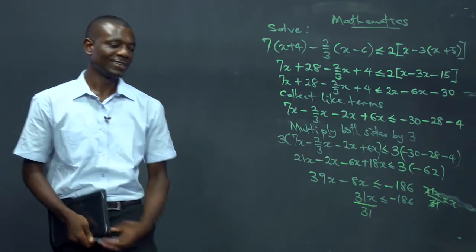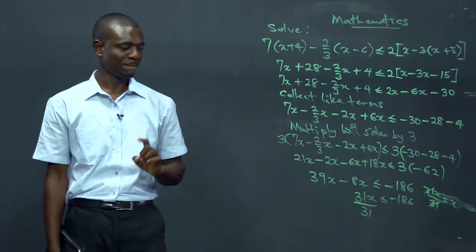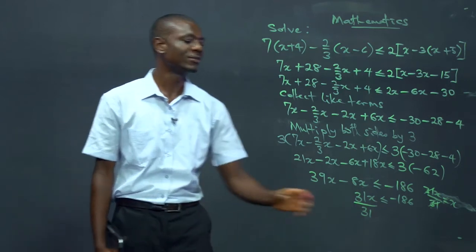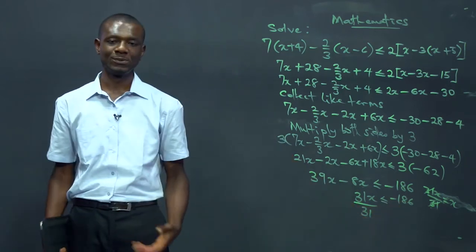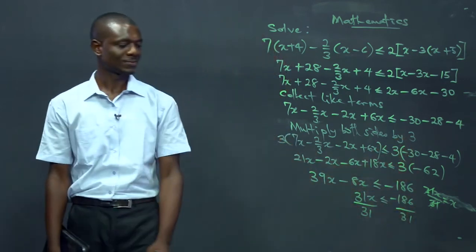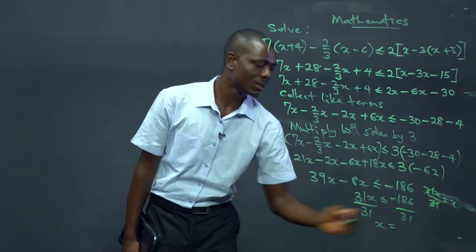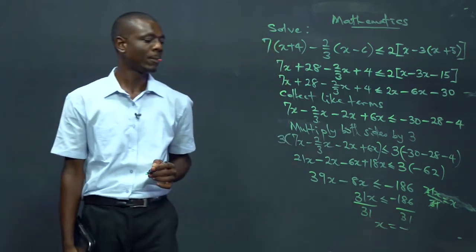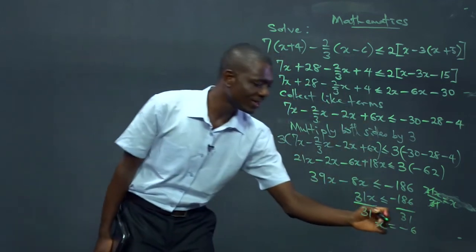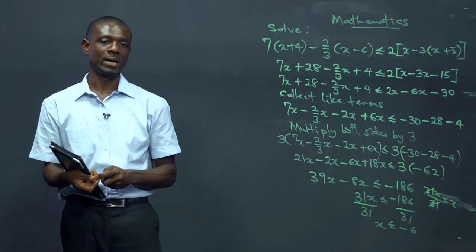Now remember that you cannot treat one side differently from the other. So if you have decided to divide the left side of the inequality by 31, you must also do the same for the right side. So that we divide this by 31. And we would have x less than or equal to minus 6.